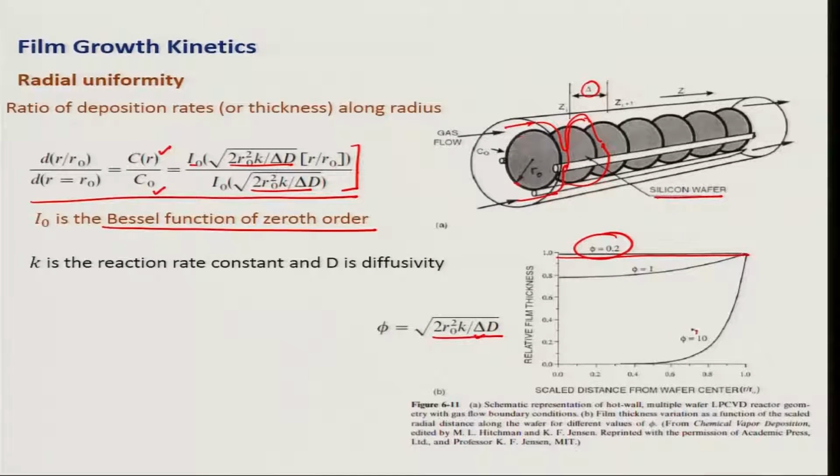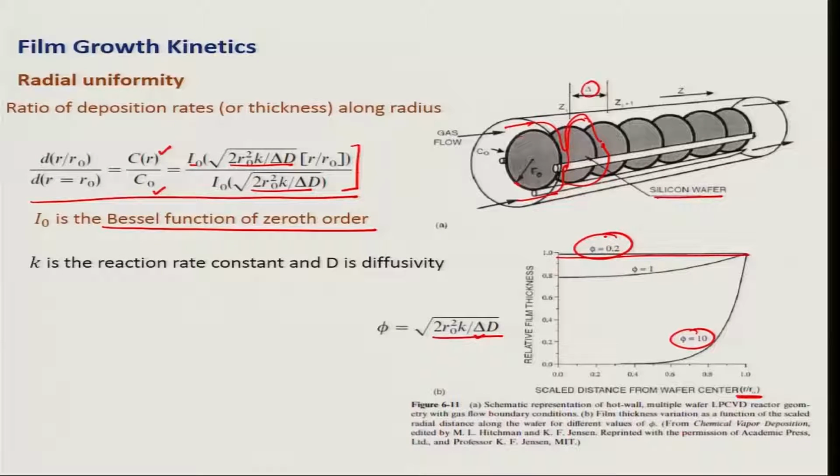If phi is very large, then you have a very vast difference in the deposition rate. The relative thickness varies a lot along the radius. This is R over R0 of the wafer. Now, what does phi small mean?